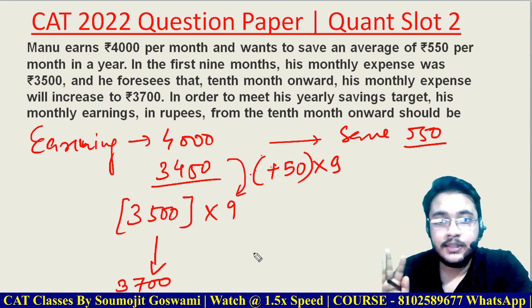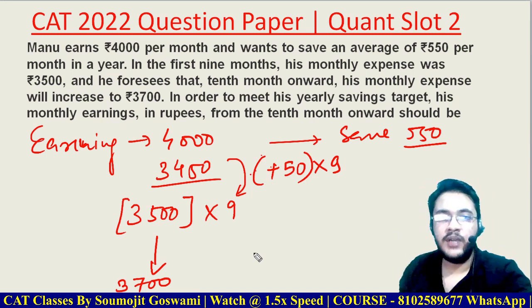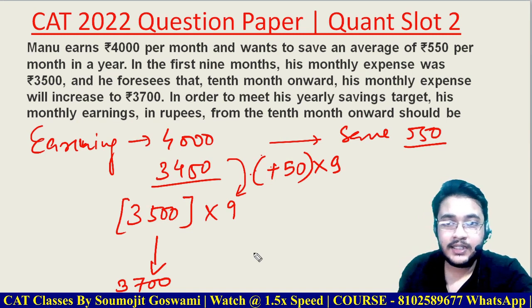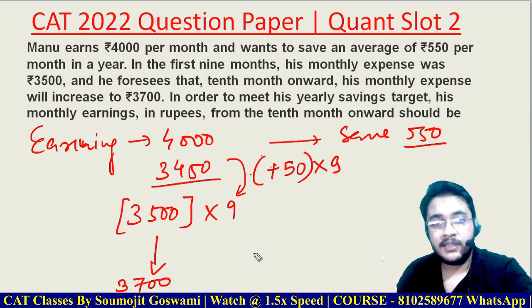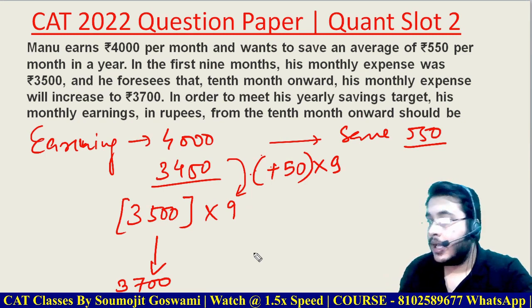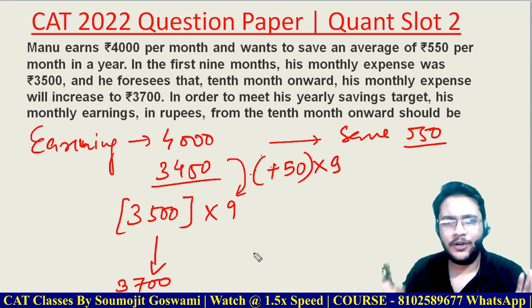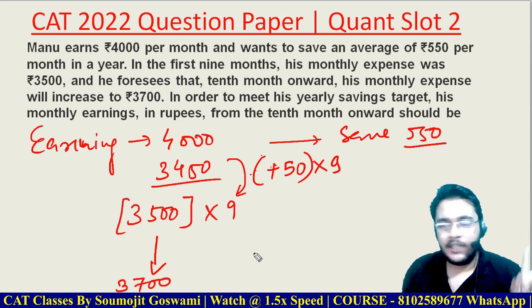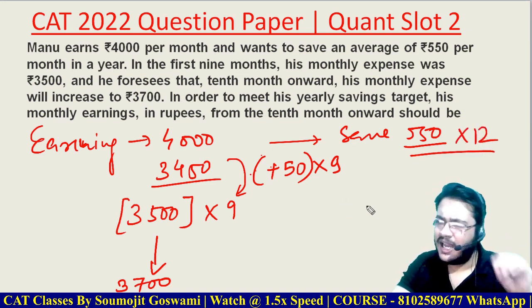And this is the question. If the expense is going up, he is already due by 50 rupees every month, and from the 10th month forward he is also seeing that his expense is increasing by 200 rupees. To meet his yearly target, he's a very modest fellow, a very generous fellow. He says, I don't need more money. What I thought is that 550 into 12 I want to do in a year, I will only stick to that.